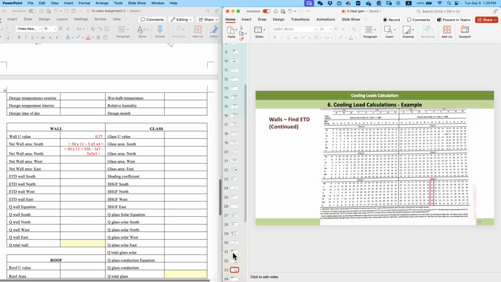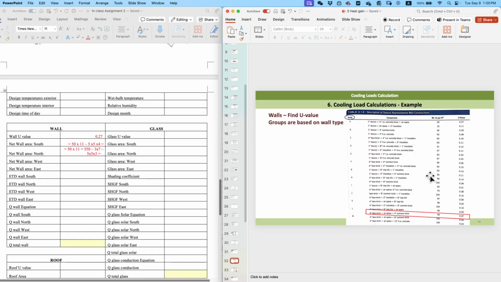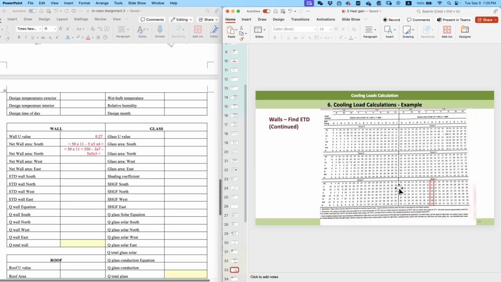So ETD, let's go to this table. We'll find ETD. You also can find the same table from the previous slides. So for the ETD, first you need to know what the group is. Based on the material of the wall, we know the group is L. So go right here, group L. And what's the time? This is 4 p.m.